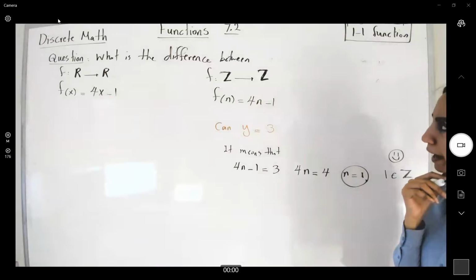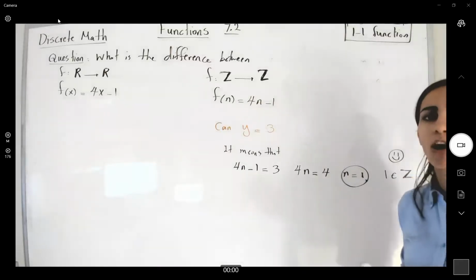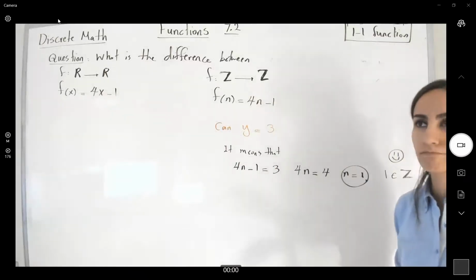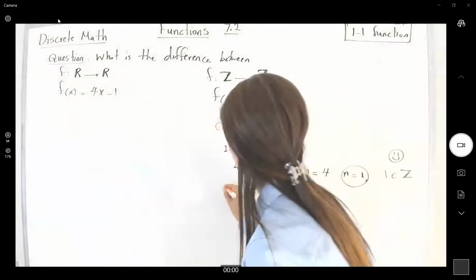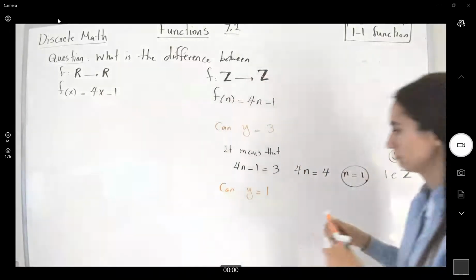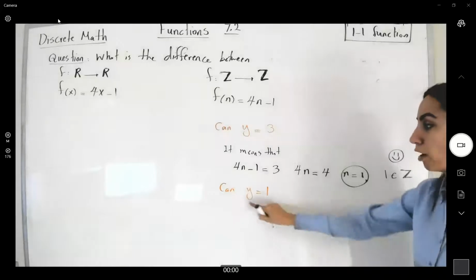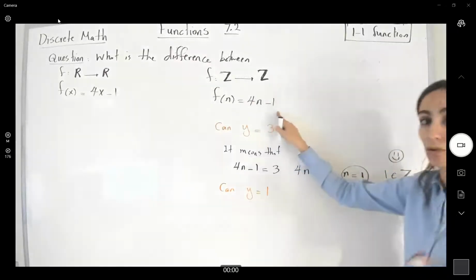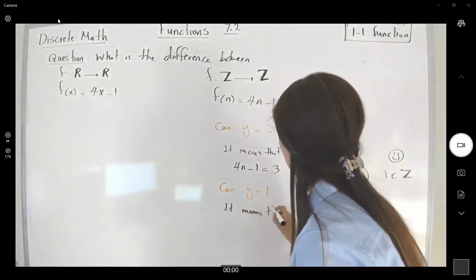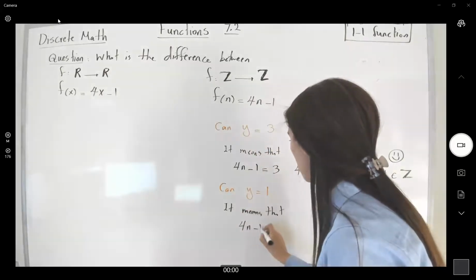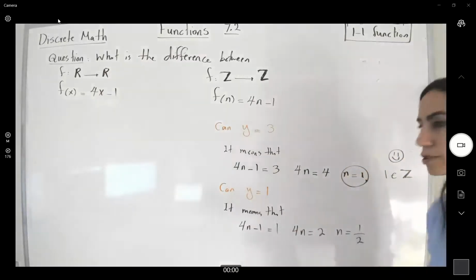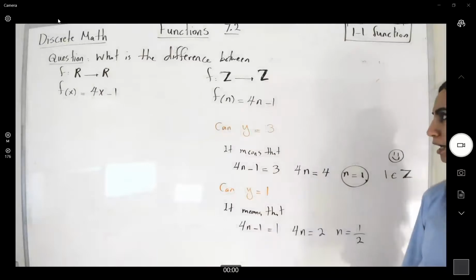Well, now, can y be equal to, let's say, 0, 1, something else? Can y be equal to, let's say, 1? What's the meaning of that? If y is equal to 1, it means that this expression is equal to 1. So 4n minus 1 is equal to 1, 4n is equal to 2, and n is equal to 2/4, or a half.